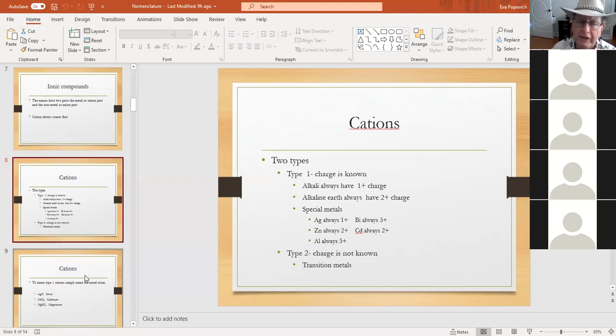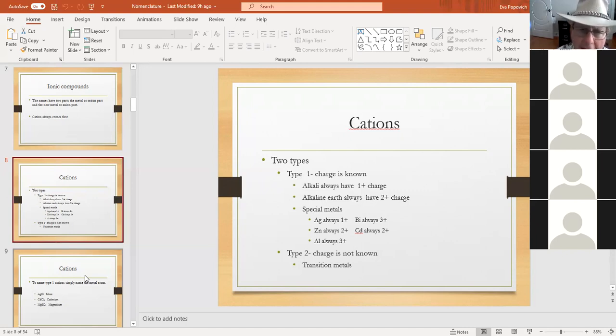If your metal is in the first column to the left of the periodic table, if it's an alkali metal, then it will always have a 1+ charge. If it is in the second column from the left, did I say left before? Guys, if it's in the first column on the left, it's an alkali metal, always has a 1+ charge. Second column, it's an alkaline earth, always has a 2+ charge. Then we have our special metals. Silver is always +1. Zinc is always +2. Aluminum is always +3. If you look at the periodic table, they go in a slanted line, aluminum, zinc, and silver. Bismuth will always be a +3. Cadmium is always a +2.